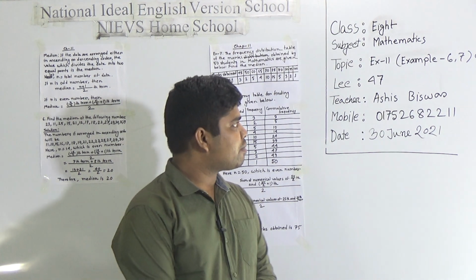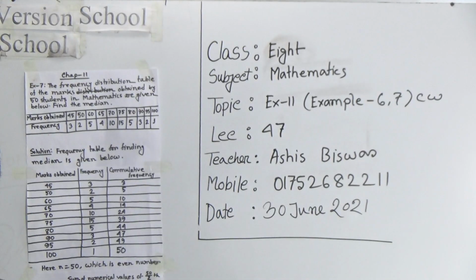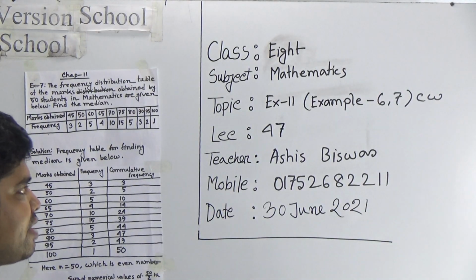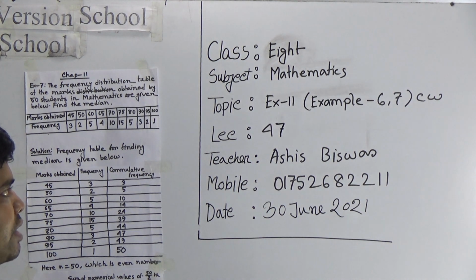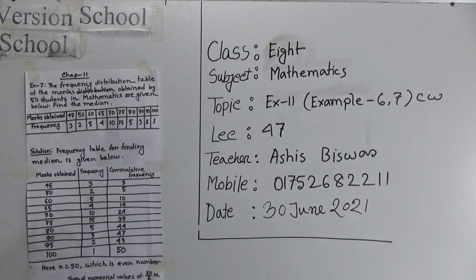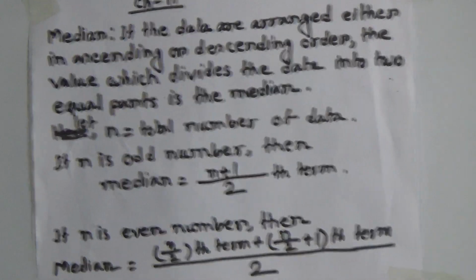Today is our lecture number 47 of the half yearly examination, and today there is no SW. Our today's topic is exercise 11. From exercise 11 we shall solve examples 6 and 7. That means we shall learn how to find out the median of the data. So before starting to solve this math, at first we need to know what the median is, that means the definition of median.